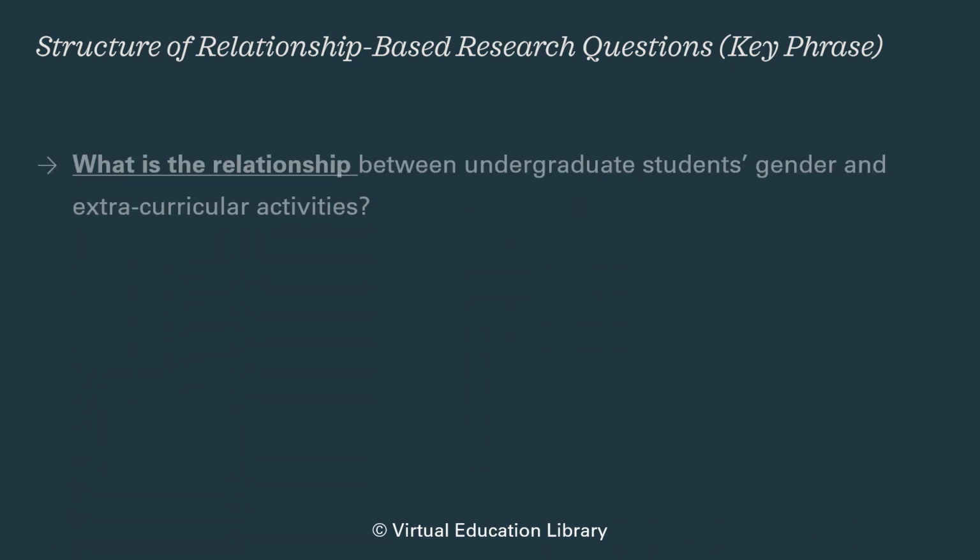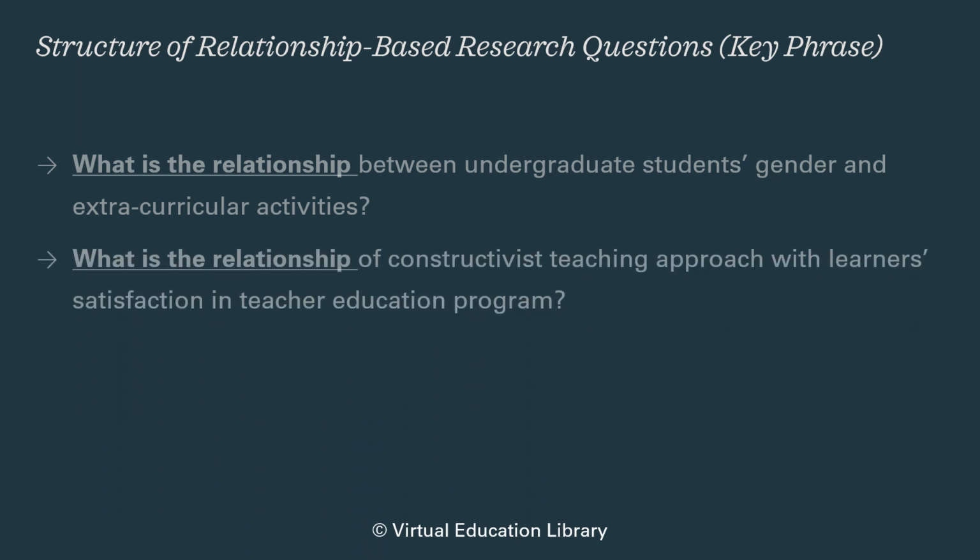Now coming towards relationship-based research questions, the key phrases of these questions are: what is the relationship between undergraduate students' gender and extracurricular activities? So the key phrase is relationship. Again, what is the relationship of constructivist teaching approach with learner satisfaction in teacher education programs? You can also write it as: is there any relationship of constructivist teaching approach with learner satisfaction in teacher education programs? So your relationship-based research questions will have these qualities or characteristics.